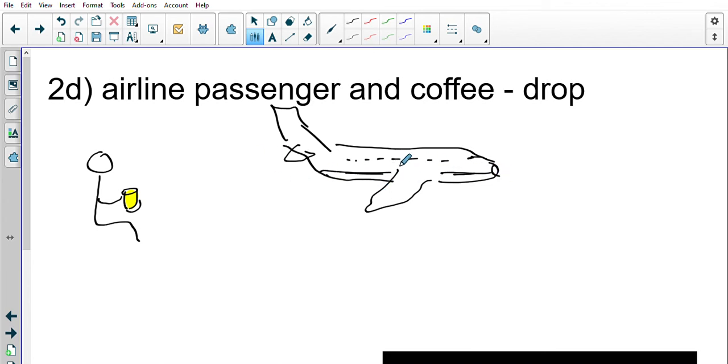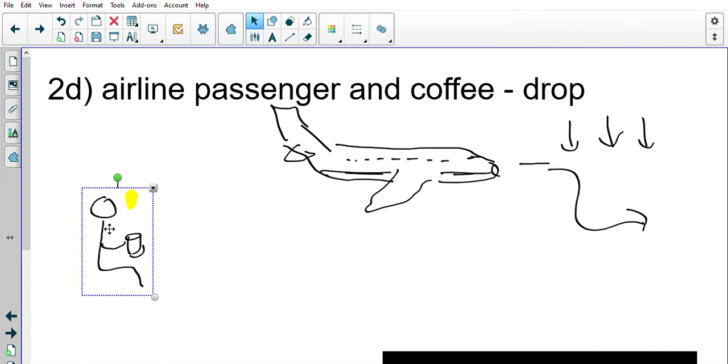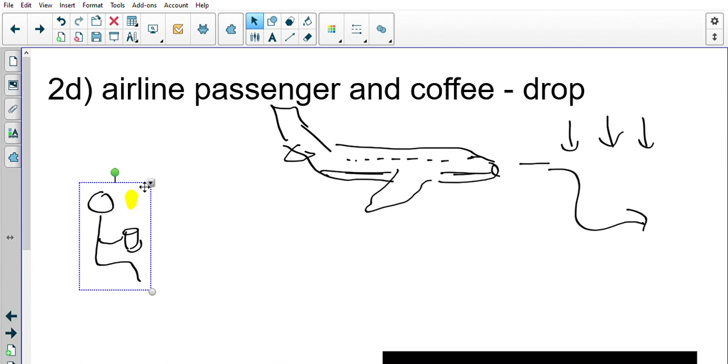Okay, so here we have the plane flying. Well, the plane suddenly hits air that is going down, and so what happens is that the plane drops down suddenly. So you can see if this works. If we take this person and drop them down suddenly, what happens?